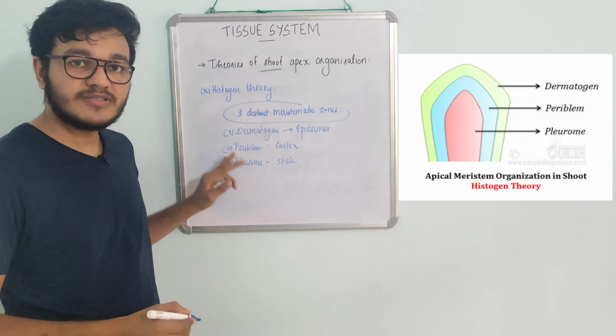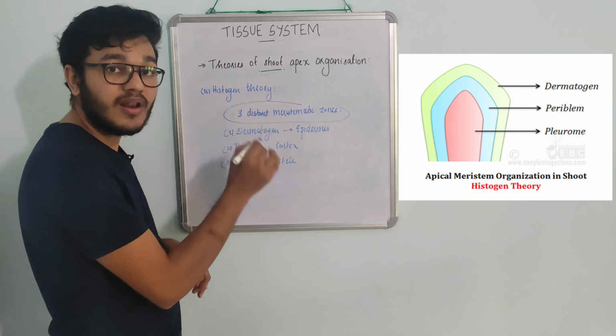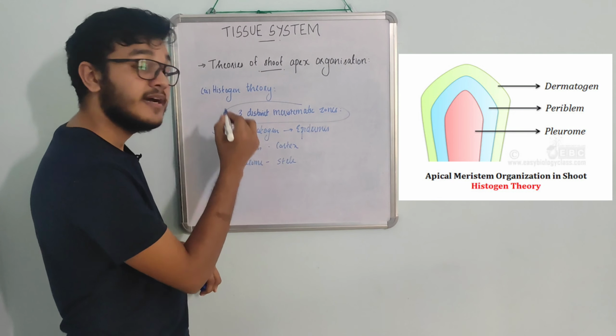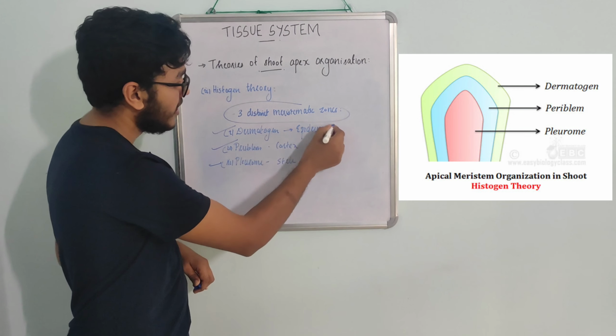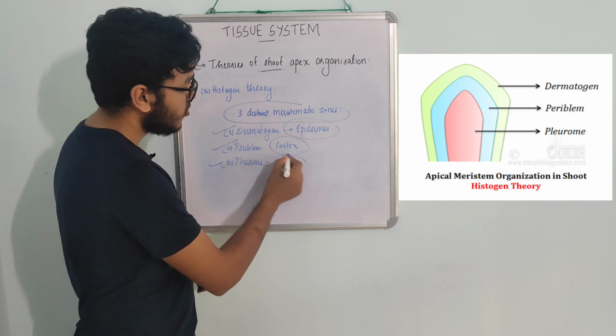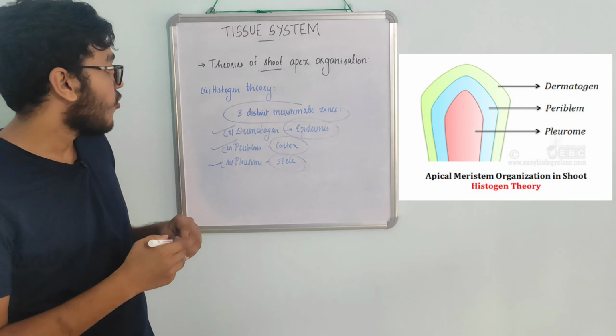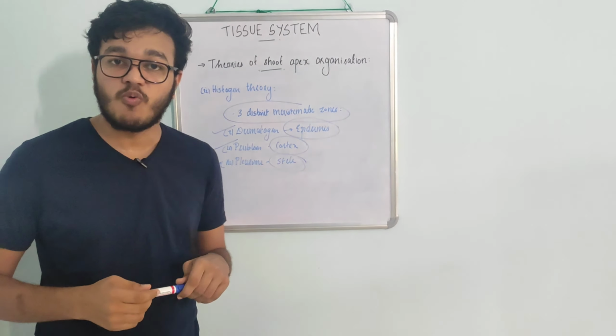The names of the 3 distinct meristematic zones should be well understood. The first one is dermatogen, the second one is periblem, and the third one is plerome, and what they form should also be noted. That is epidermis, cortex, and stele. So that's all we have to focus on in the histogen theory. Now let's focus on the third one.